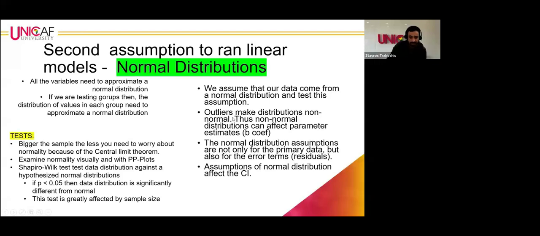Outliers sometimes affect normal distribution, so you need to check for outliers. And if you don't have normal distributions, you will not get good parameter estimates like the beta coefficient.